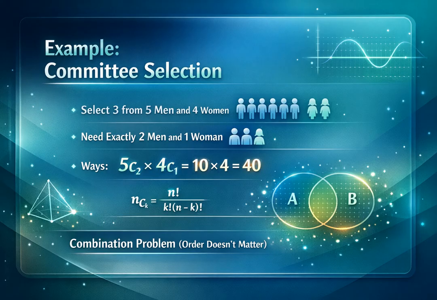Here's a committee selection example. Select 3 people from 5 men and 4 women with exactly 2 men and 1 woman. Choose 2 men from 5, that's 5C2 equals 10 ways. Choose 1 woman from 4, that's 4C1 equals 4 ways. Total, 10 times 4 equals 40 ways. This is a combination problem.